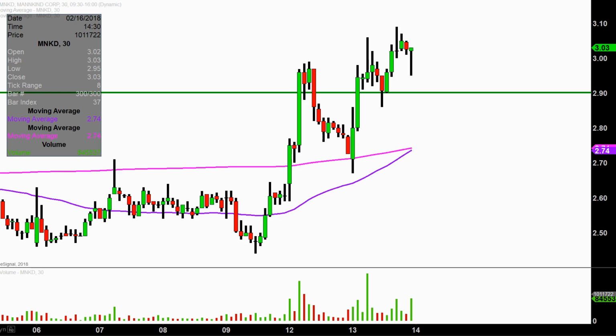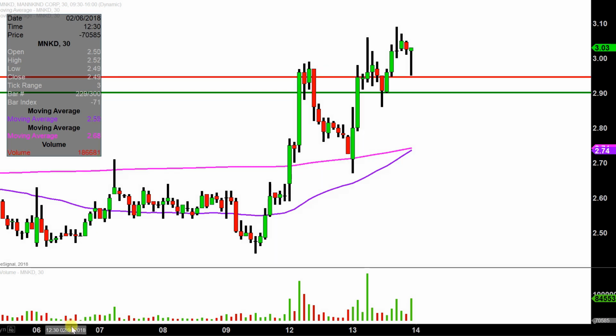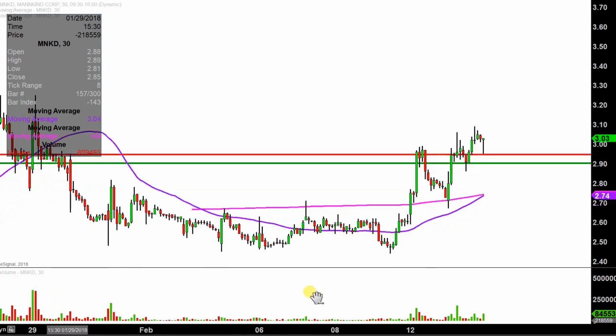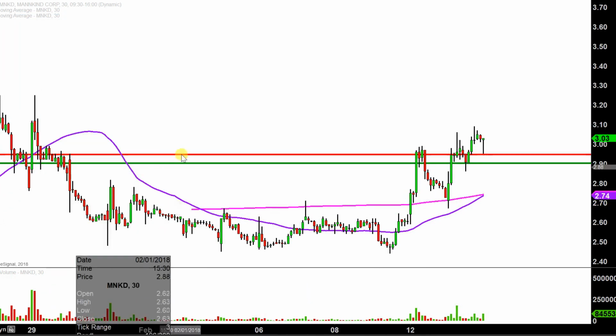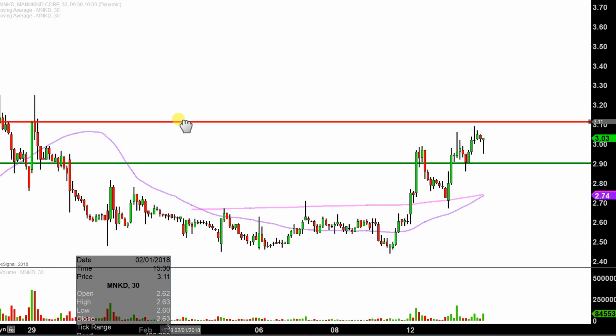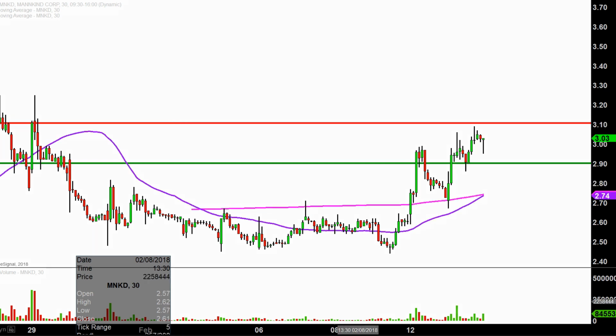Now, what about areas of resistance? As far as this is concerned, I'm going to have to scrunch up the chart here a little bit. Always a good problem to have when you have to go back this far into the chart's history. Just shows that the price has not been up this high for a while. And key level right up here at $3.10, which was pretty close to where it was at today. And that does make sense why the price would struggle there.